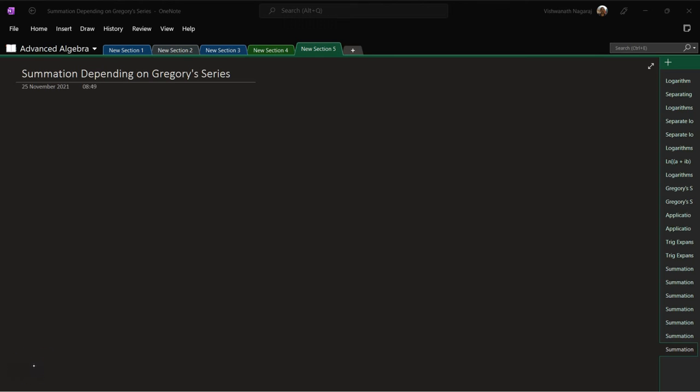Let's look at summation depending on Gregory series. Okay, concept wise it's the same. So let's proceed with the first problem.